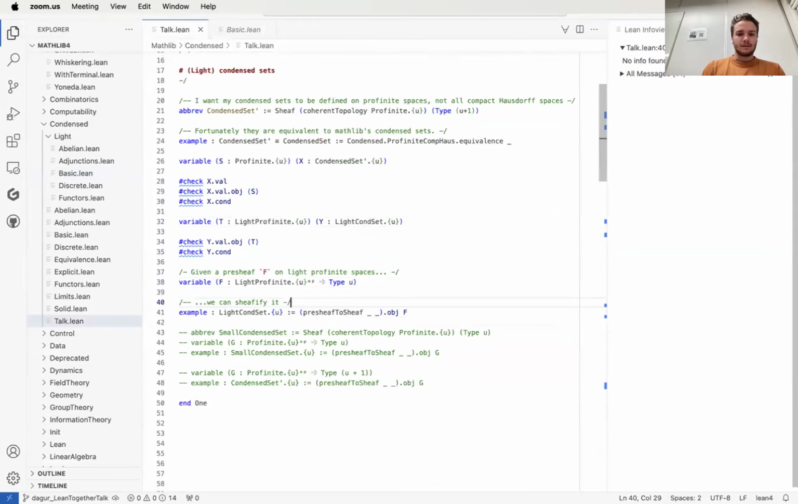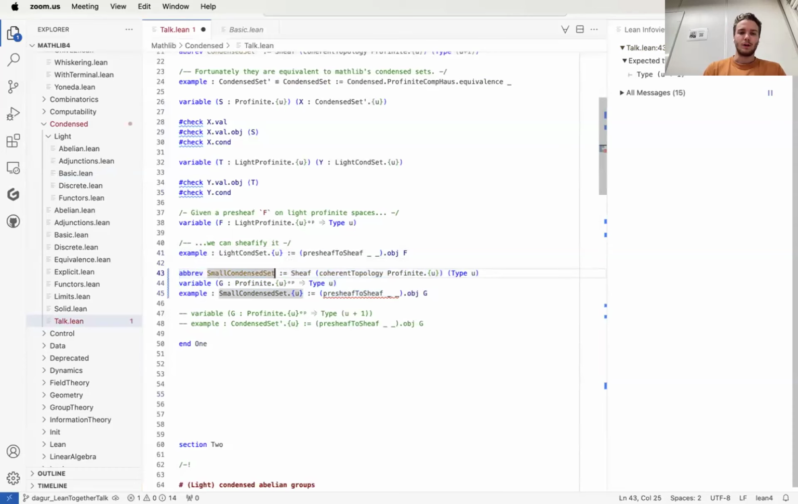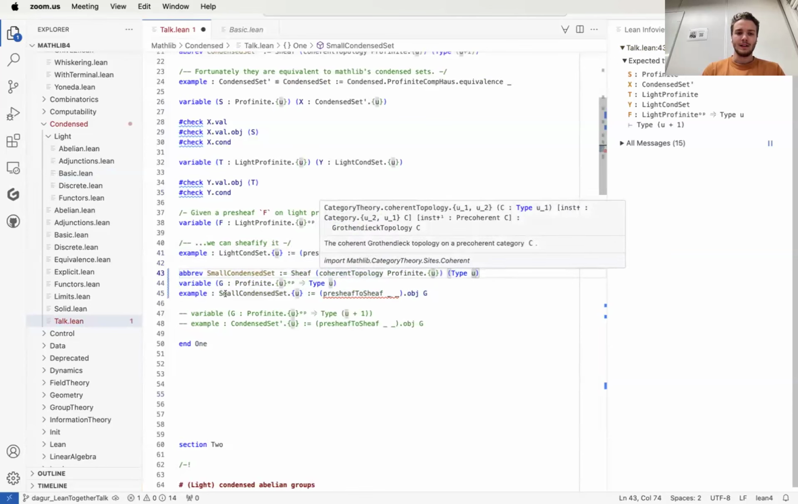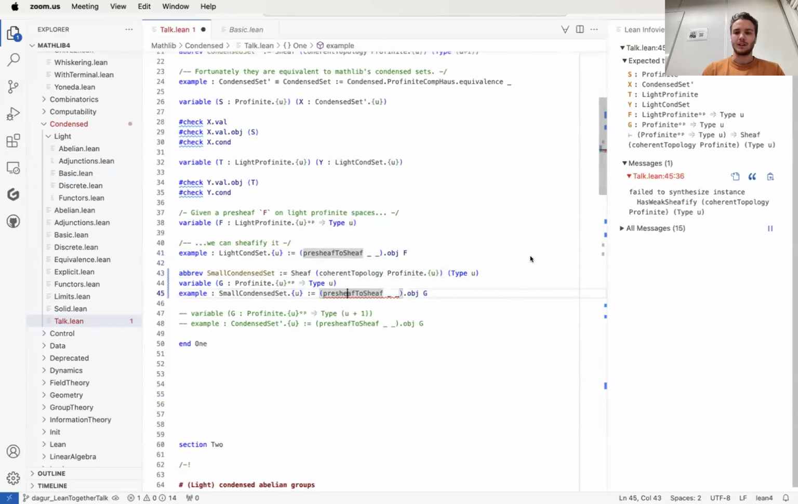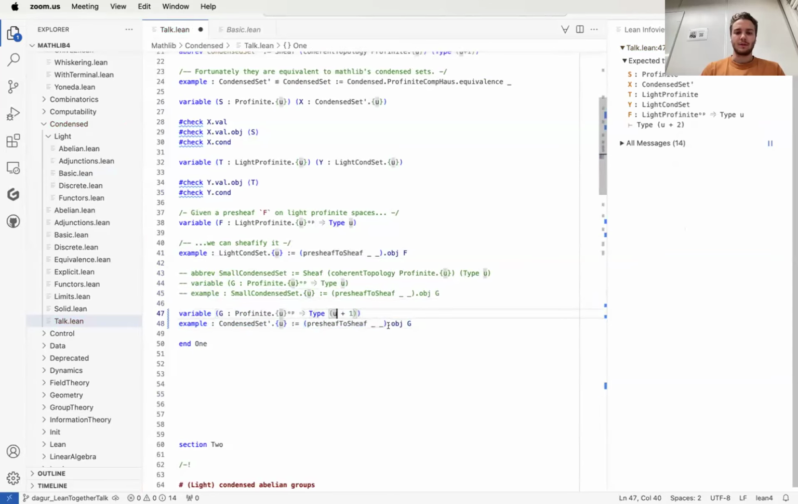Yeah, so here I'm showing that we can sheafify. Pre-sheaf to sheaf is the sheafification functor, and everything works. Now, if we try to do the same thing for condensed sets, let's define something called small condensed sets as just sheaves on profinite U valued in type U, and try to sheafify it in the same way, you get an error. So what we have to do is have our pre-sheaf take values in type U plus 1, and then we can sheafify.